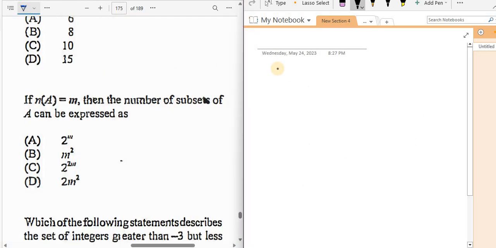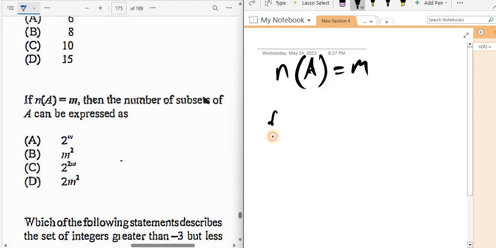One other thing, if n is, yeah, then the number of subsets is what? This means if the number of elements in A is equal to m. Alright, the number of elements in A is equal to m.